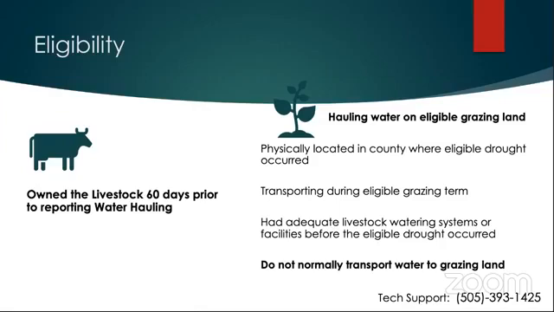Or, like I said, if they have a windmill or some other kind of water source out there, or if you had a really good stream running through your pasture, maybe up in your high country, and because of the drought they've dried up, that's eligible for this program. But if you had no water source prior to the drought, you're not going to be eligible for this program.